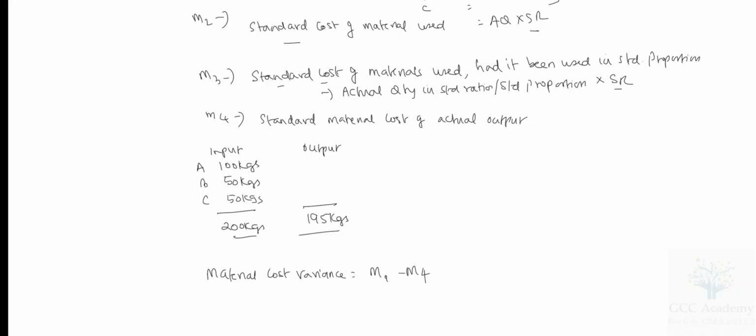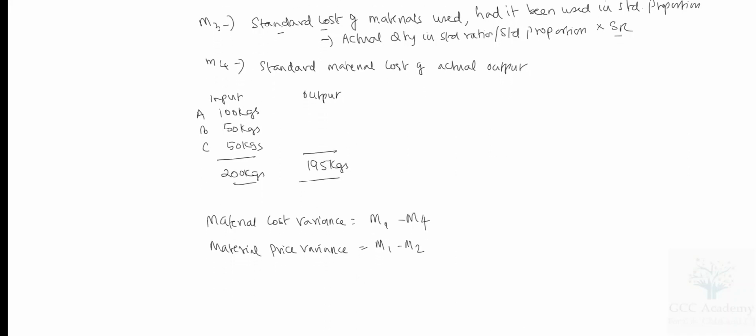Then material price variance is equal to M1 minus M2. Then material usage variance or volume variance. In exam they'll ask you to calculate variances. You have to use this formula.